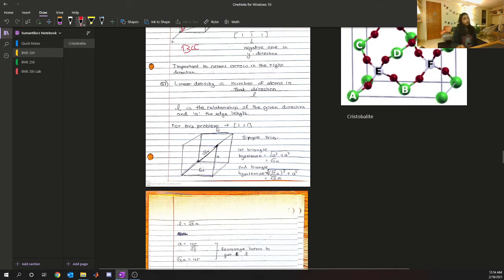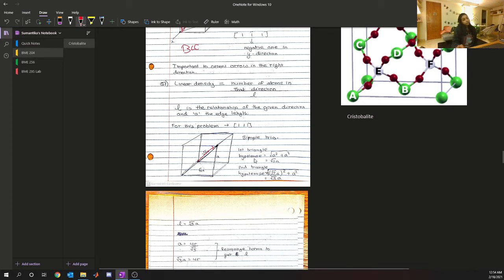So the next question is about linear density. Linear density is number of atoms in the direction that they give you divided by L. And L is the relationship of the given direction, and A, which is the edge length. So for this problem, we're going in the 1, 1, 1 direction, which is from here to here, as you can see.